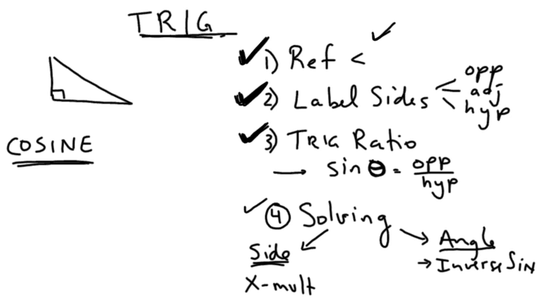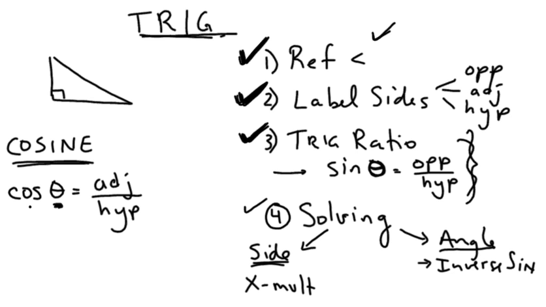We still want the trig ratio, but with cosine, we still have cosine of the reference angle, but instead of opposite and hypotenuse, which sine is, cosine compares the adjacent side to the hypotenuse. So now we have different sides we're going to work with. Adjacent over hypotenuse, but it's still the same step. And solving, well, solving is going to be the same.